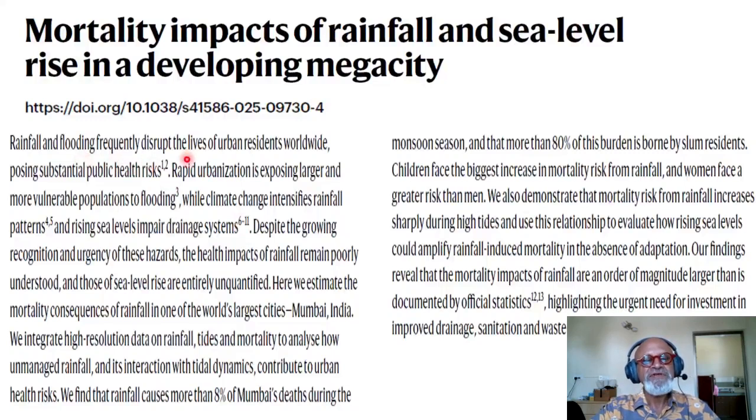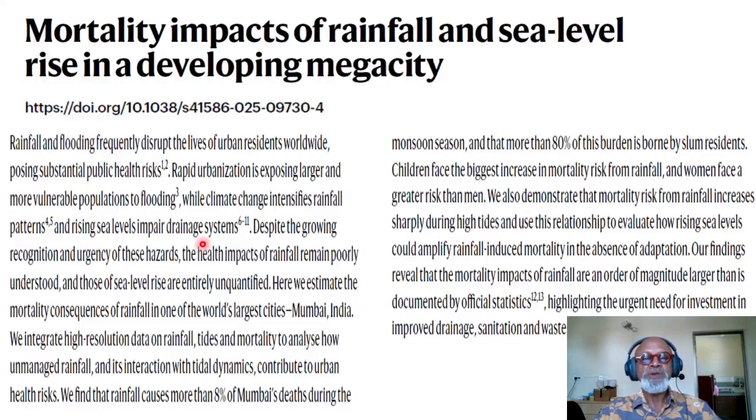Rainfall and flooding frequency disrupt the lives of urban residents worldwide, posing substantial public health risks. Rapid urbanization is exposing larger and more vulnerable populations to flooding, while climate change intensifies rainfall patterns and rising sea levels impair drainage systems. All these cities, Mumbai is quite an old city, much more than a century old, and the drainage system was built a long time ago for some rainfall rate like 25 millimeter per hour, and now you get hundreds of millimeters sometimes. Obviously, the system cannot handle it.